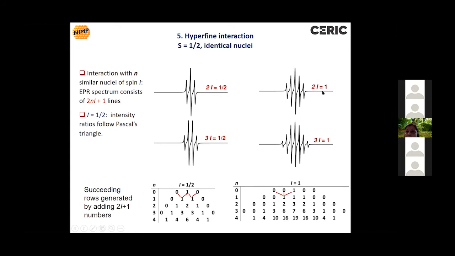So for nuclear spin of 1, if we have 2 nuclei, we have 5 lines, and then we have 7 lines for 3 nuclei. And the corresponding table is generated by adding 3 numbers this time, so 2I plus 1. So for 1 nucleus, there are 3 lines with equal intensity. For 2 nuclei, there are 5 lines, with intensity ratio 1, 2, 3, 2, 1. And for 3 nuclei, there are 7 lines with this respective intensity ratio.